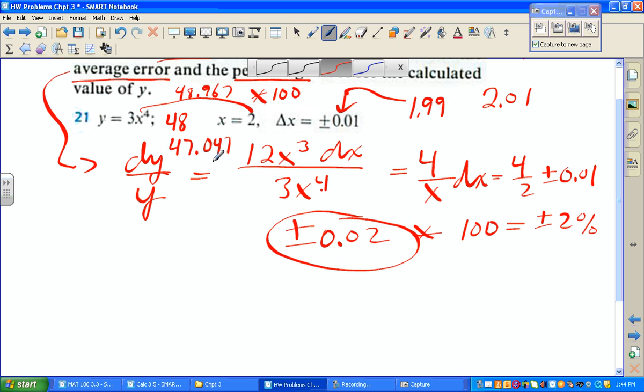So if you're off by 100th in your original calculation, you could be off by 2% in your other calculations. This is how all the word problems are set up. The only difference is they use words in between the numbers. You're doing the same thing over and over. You're calculating how far off can you be over here if you're off here.